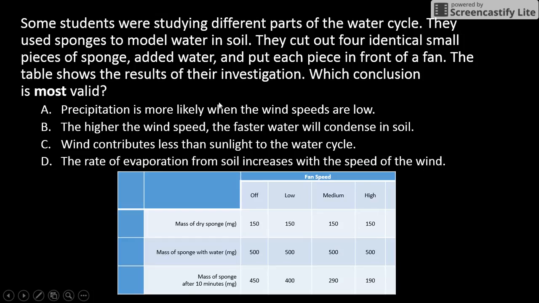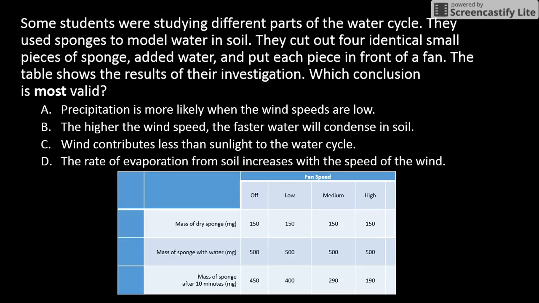A, precipitation is more likely when wind speeds are low. If we remember what precipitation is, that means like rain, snow, water forming. Water is not forming here. All we're doing is putting a fan on the water. So we know that's not right. B, the higher the wind speed, the faster the water will condense. Condense is the formation of liquid water. We are not forming water here. We can get rid of B. C, wind contributes less than sunlight to the water cycle.